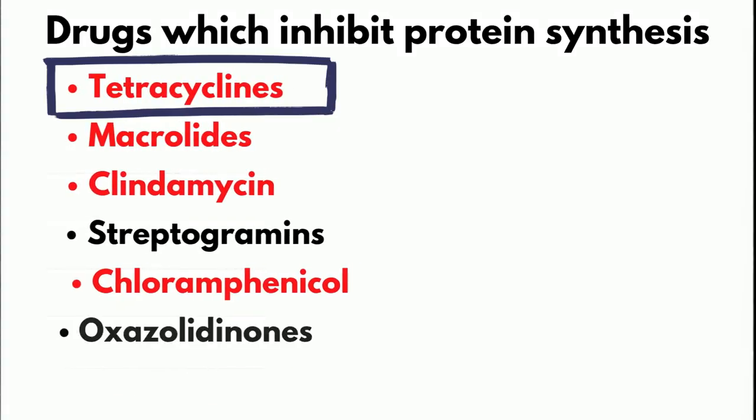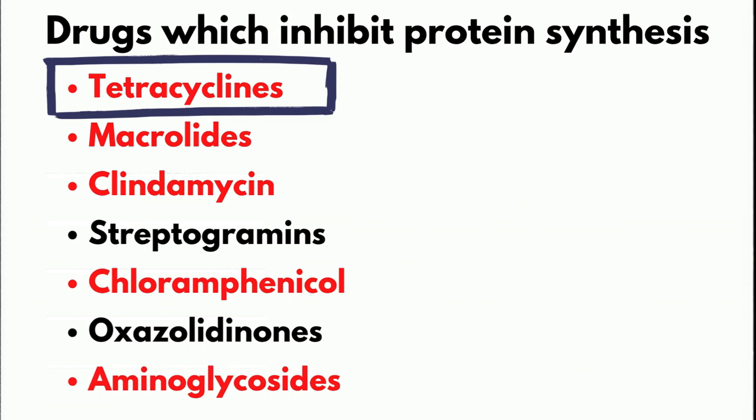There is a large group of antibiotics that act by inhibiting protein synthesis in bacteria, and this group includes tetracyclines, macrolides, clindamycin, chloramphenicol, aminoglycosides. Among these, some drug groups are extremely important both from the exam perspective and in clinical practice. Within this category, tetracyclines stand out because they are frequently asked in exams and widely used in day to day clinical practice. So, now that we know where tetracyclines fit, let's move on to their classification.